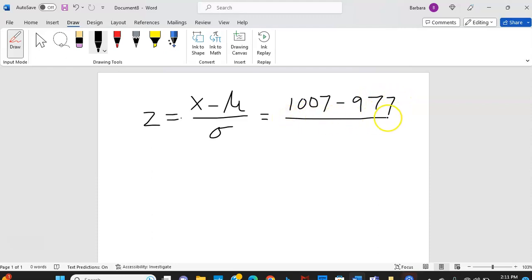And we're going to put that over the standard deviation that was 216. Now, as we do this calculation, let's make sure that we do the top first. We have to do that subtraction before we divide by 216. So if I put that into my calculator, that is 30 over 216.